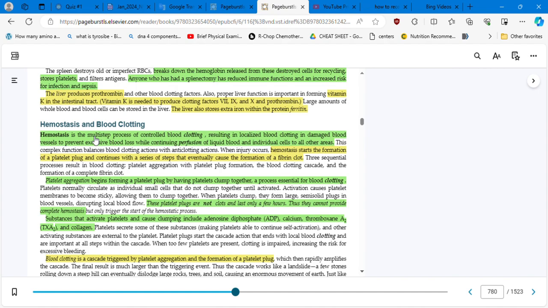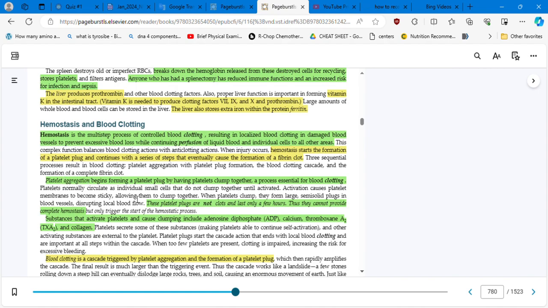Hemostasis is the multi-step process of controlled blood clotting, resulting in localized blood clotting in damaged blood vessels to prevent excessive blood loss while continuing perfusion of liquid blood and individual cells to the other areas. Hemostasis starts with the formation of a platelet plaque and continues with a series of steps that eventually cause the formation of a fibrin clot.